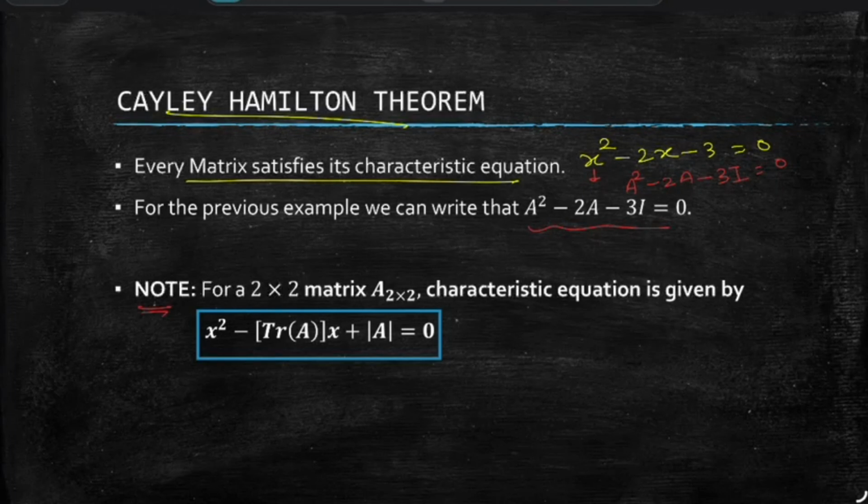Then one note. What is the note? For a 2 by 2 matrix, the characteristic equation is given as x square minus trace of A times x plus determinant of A. That is, in short, how we can remember it.